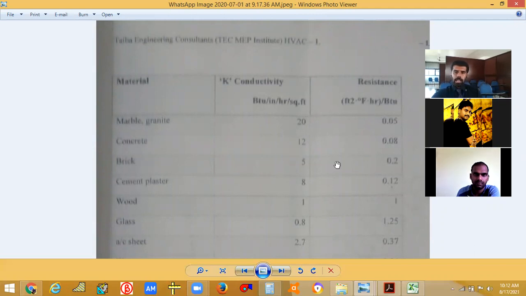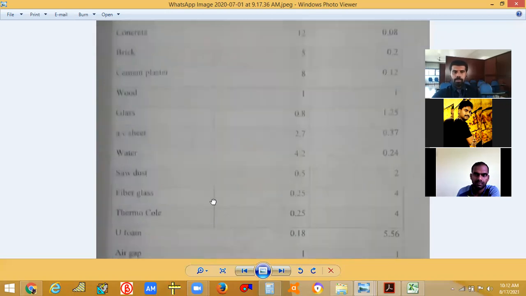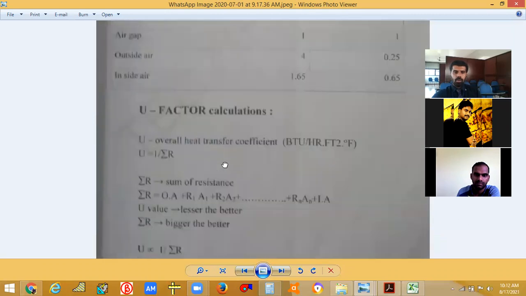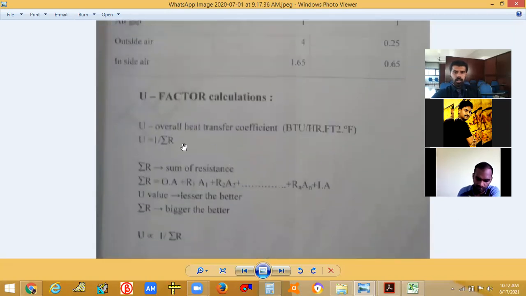So we'll be taking the value of that material, and we'll be taking the resistance with respect to that material. Okay. And we'll be equating in this formula. U is equal to overall heat transfer coefficient, U equal to 1 by sigma R, which means the sum of resistance. And in order to find the sum of resistance, this is the formula.